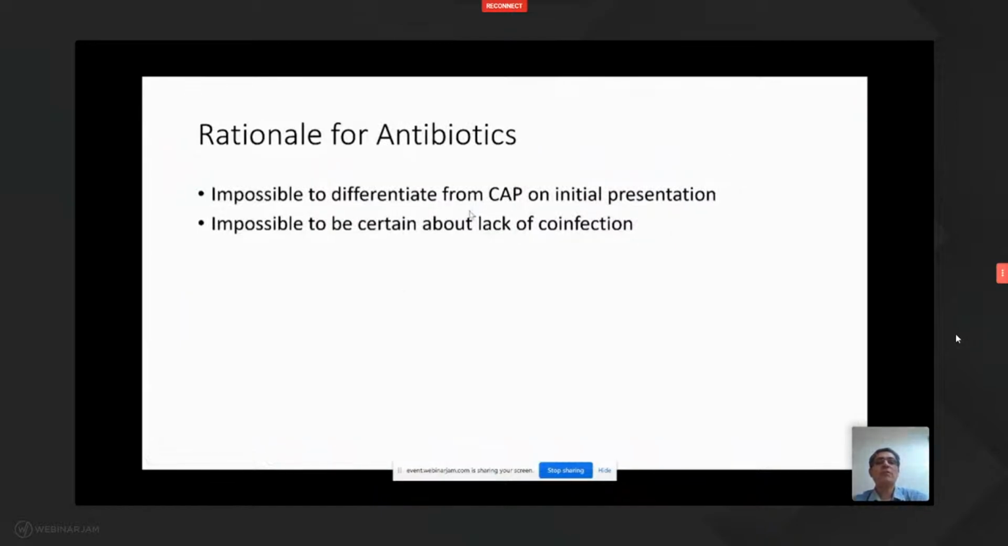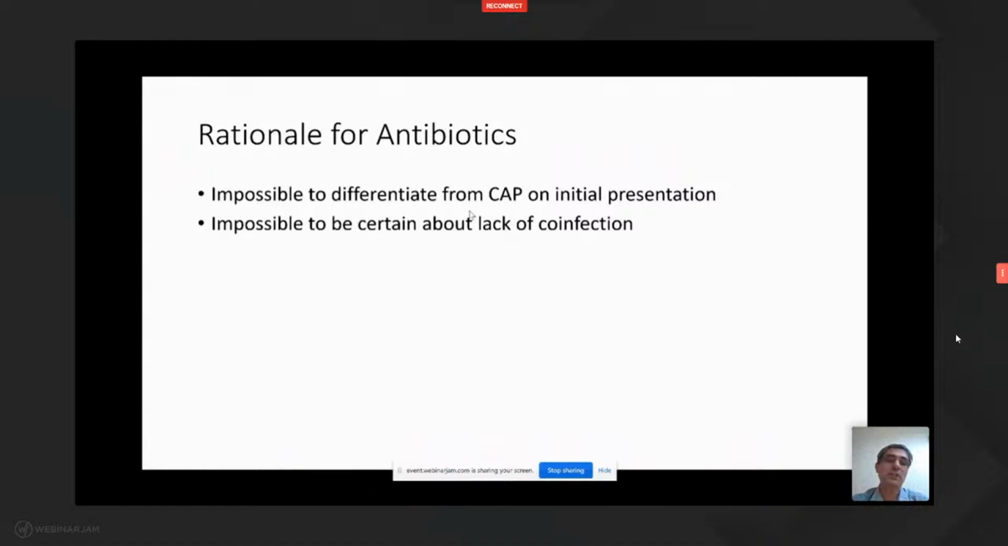But the key rationale which everybody would advocate is that it is impossible to differentiate from CAP on initial presentation, because you have fever, cough, and breathlessness, a little low oxygen saturation, and patchy bilateral infiltrates on chest X-ray. And this is going to look like any CAP, whether it is strep pneumo or staph, it is impossible to say that. And it is impossible to be certain that there is no true infection.